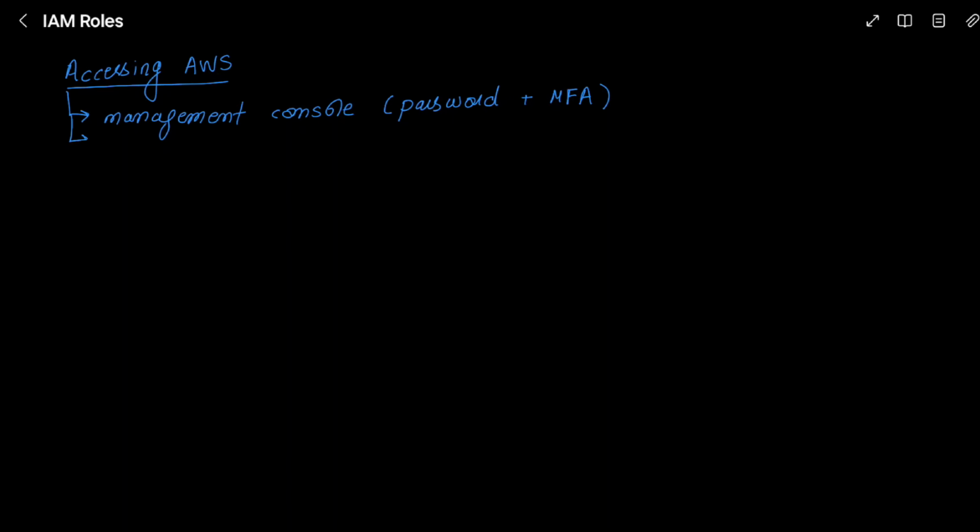The second method is the CMD, which is the command line tools. And for this, you require access keys, which you'll have to generate through your account. And the third part is through SDKs. And this again would be accessed through access keys.